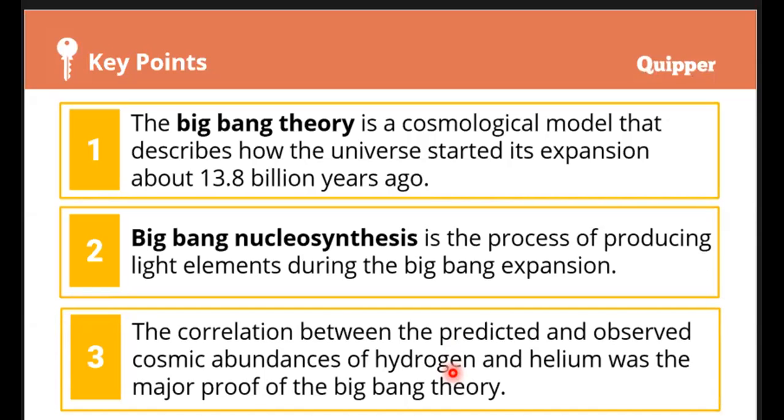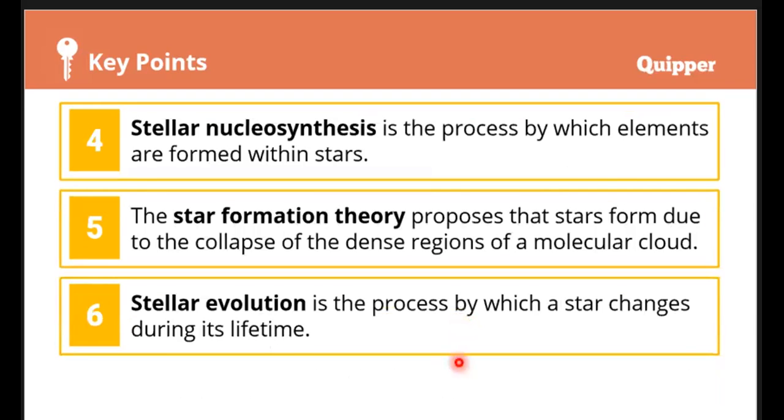The correlation between the predicted and observed cosmic abundances of hydrogen and helium was the major proof of the Big Bang Theory. In stellar evolution, stellar nucleosynthesis is the process by which elements are formed within stars. The star formation theory proposes that stars form due to the collapse of dense regions of a molecular cloud. And stellar evolution is the process by which a star changes during its lifetime.